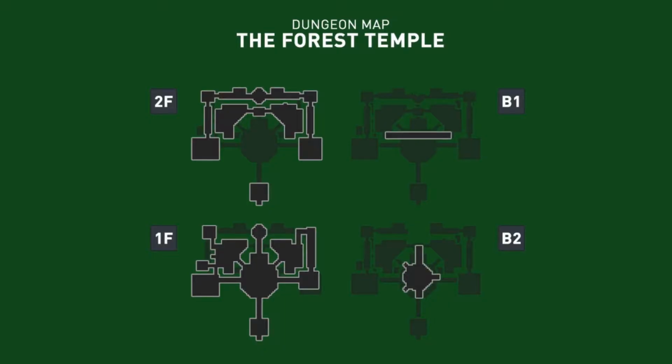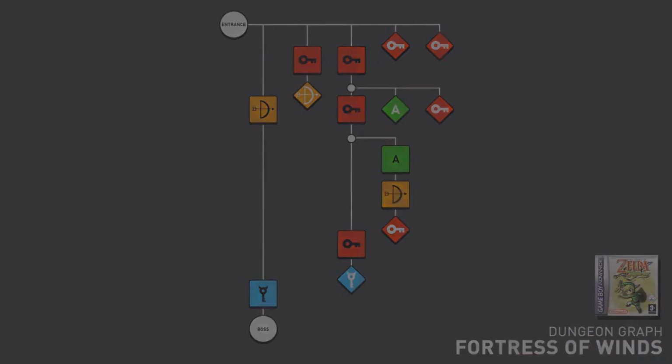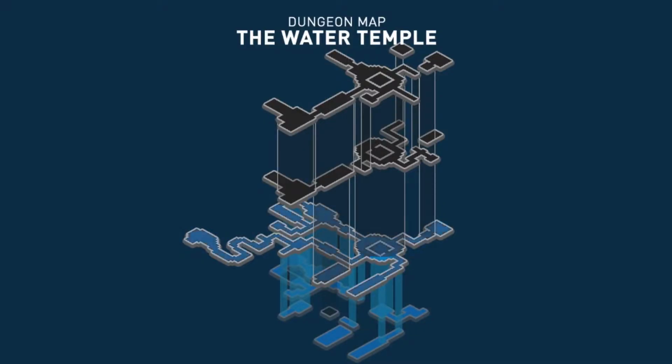Perhaps a good idea would have been to use all the different maps. One to explain how linear a dungeon is, one to explain how a dungeon is laid out, and one to explain how a complex dungeon works.